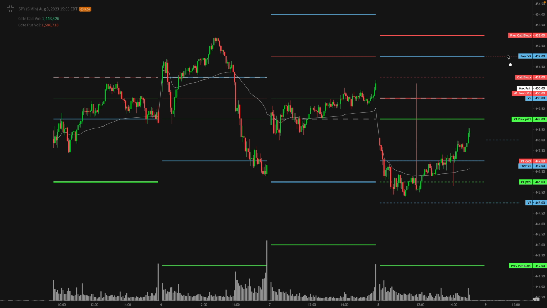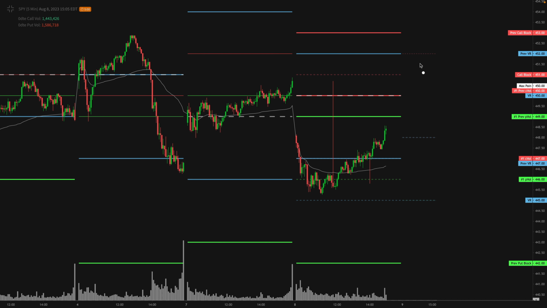Any other levels on this chart? We've gone over the previous call block. We have the previous volume range, and then we have the call block for today. We have max pain. So I believe we've covered all of the levels. The upcoming expiration is what these dashed ones on the chart are. This is letting us know this is the call block for tomorrow, and this is the volume range for tomorrow.